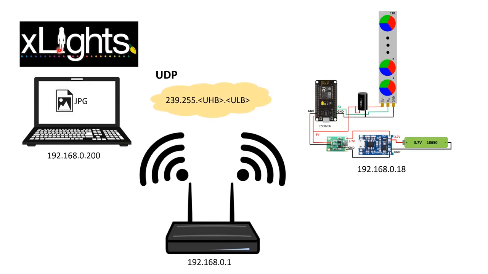So let's look at the setup here. In the setup, what you would need is a computer that has xLights installed on it, and then a whole bunch of JPEGs. I'm going to show you how I edit the JPEGs and how this particular information is sent through xLights to our setup for our NeoPixels.